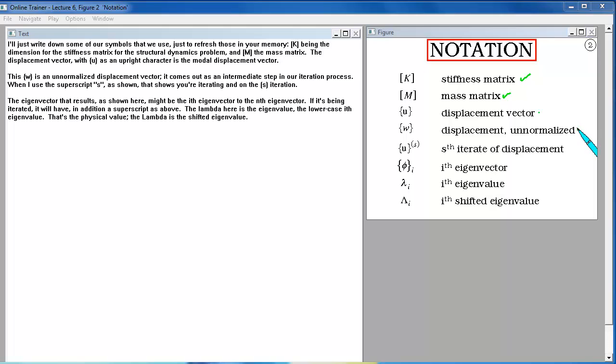When I use a superscript S as shown, that shows that you're iterating and you're on the Sth iteration. The eigenvector that results, as shown here, might be the ith eigenvector, for instance, the 7th eigenvector. If it's being iterated, it will have, in addition, the superscript as above. The lambda here is the lowercase ith eigenvalue, that's the physical eigenvalue. The cap lambda is the shifted eigenvalue.